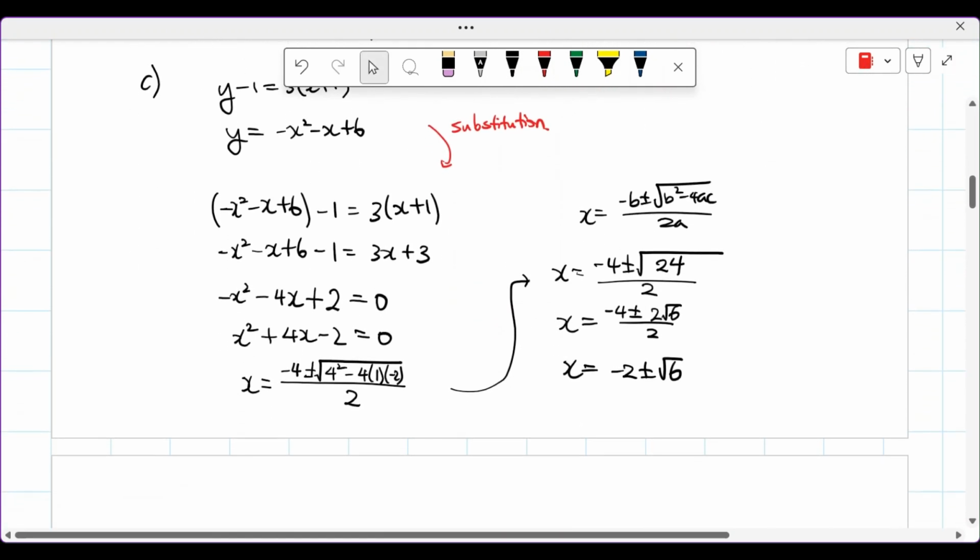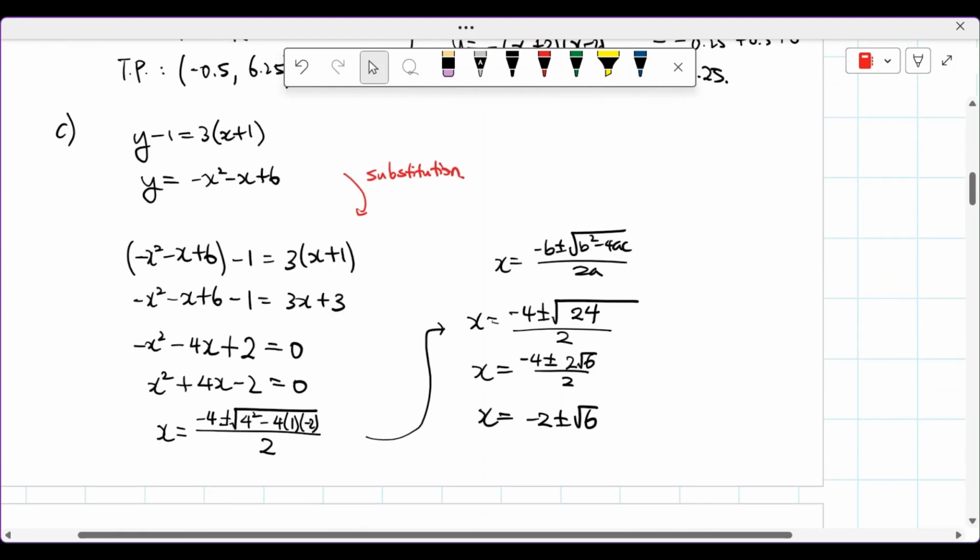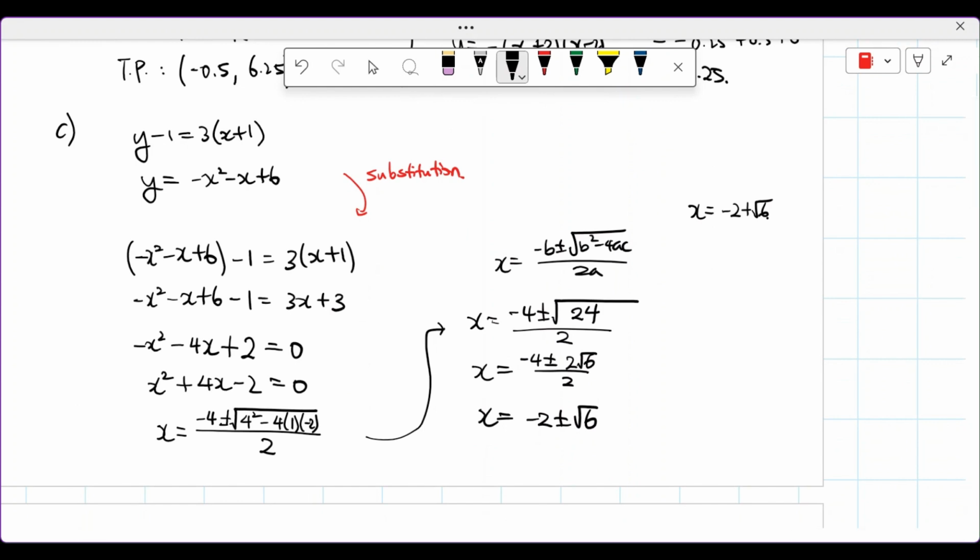So I have 2 points of intersection. I only found the x coordinates. So for each of them, I need to find the y coordinate. So when x is equal to negative 2 plus square root of 6, I think the easiest way to find it would be to use the first version of the equation. y minus 1 equals 3 times negative 2 plus square root of 6 plus 1.